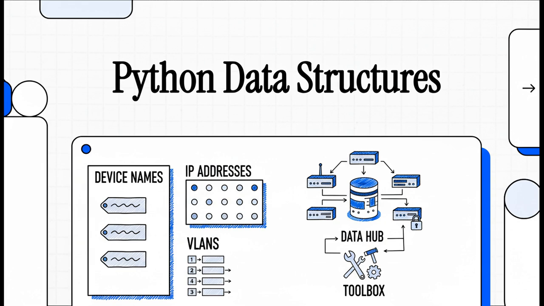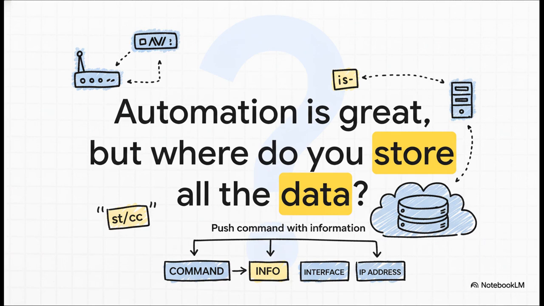some seriously powerful automation. And that right there, that's the million-dollar question, isn't it? It's easy to think, oh, I'll just write a script to push a command. But that command is totally useless without the right information, a hostname, an interface, an IP. So before we can really automate anything, we have to solve this puzzle. How do we organize all the data that defines our network?